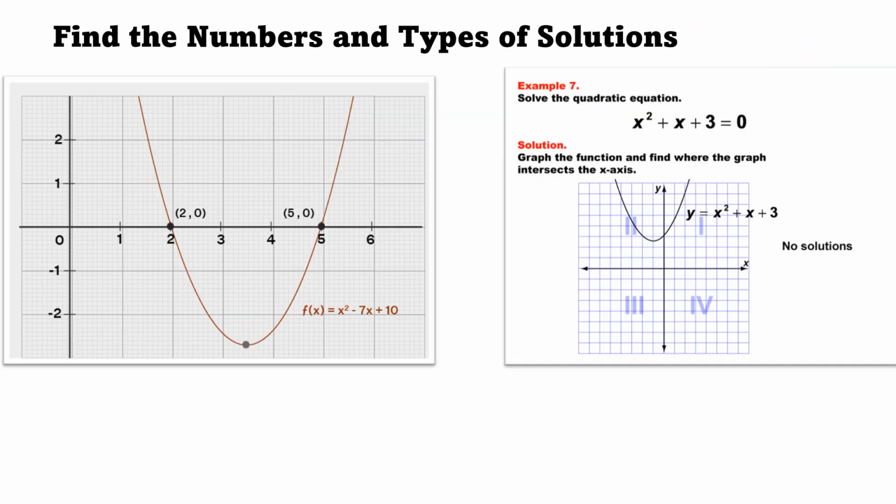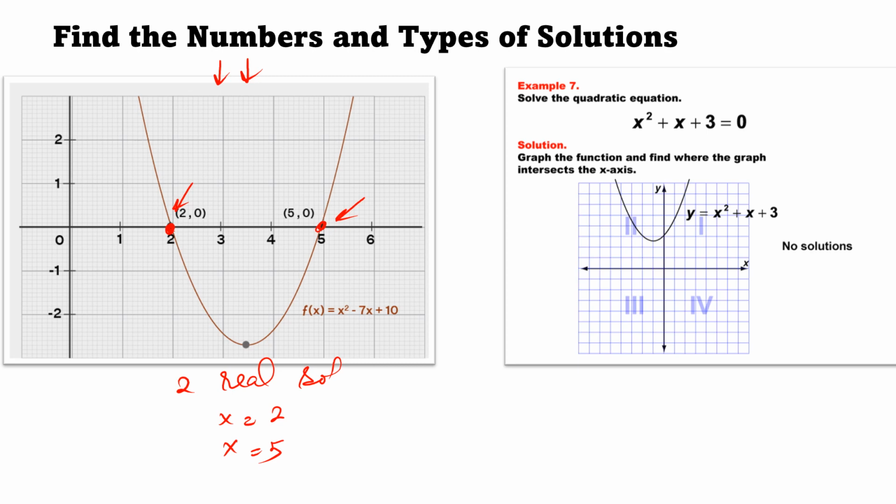Next graph. Again look at the graph. How many solutions? Yes, it also has 2 real solutions. And what are the solutions? x equals this point, that is 2, and x equals this point, that is 5.